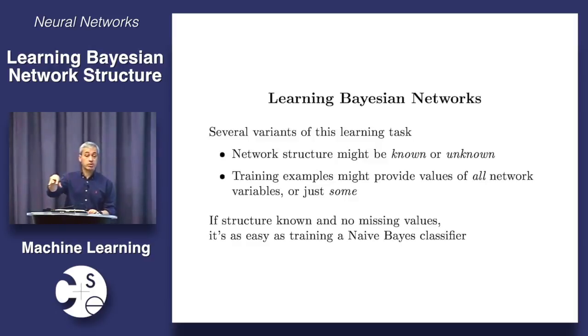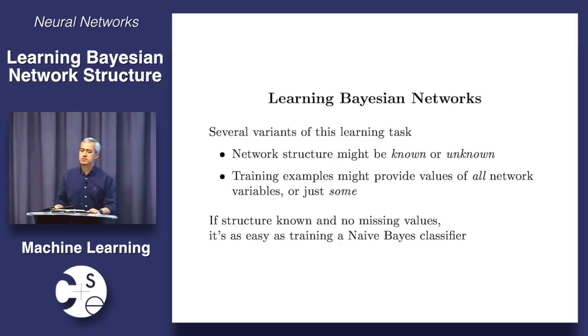At any one point in the search process, I have a structure, and I can quickly fill in the parameters, because there's no missing data, so one sweep of the data does that for me. And in fact, if we do this cleverly, I don't even need to recompute all the parameters as I change the structure. But how might I do the search for structure?